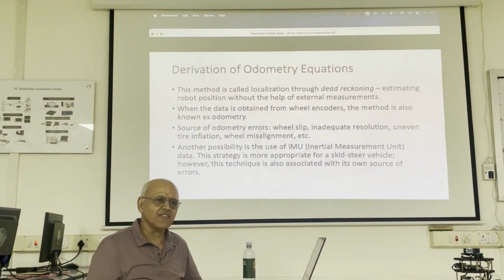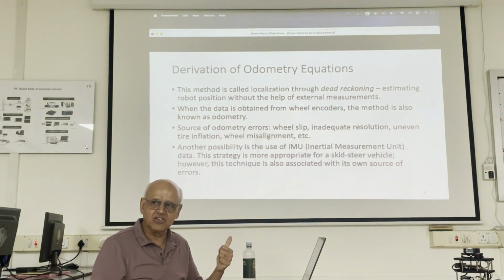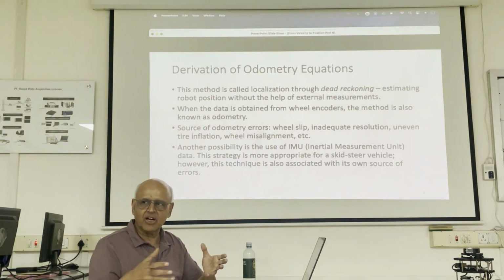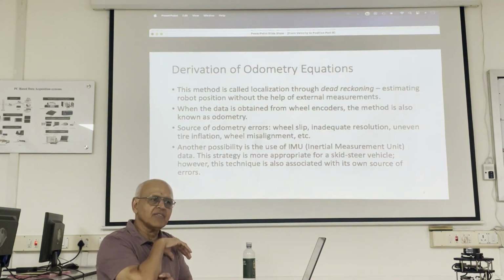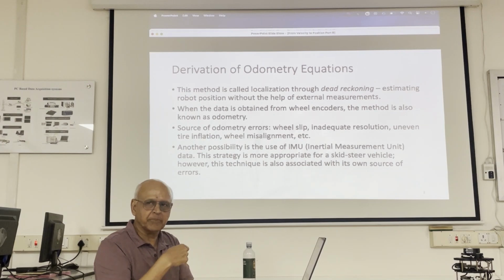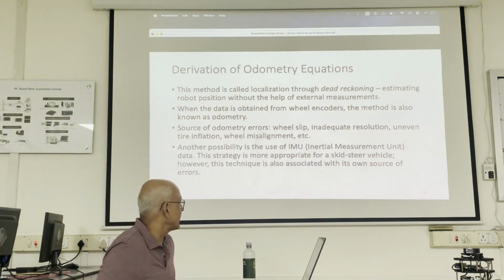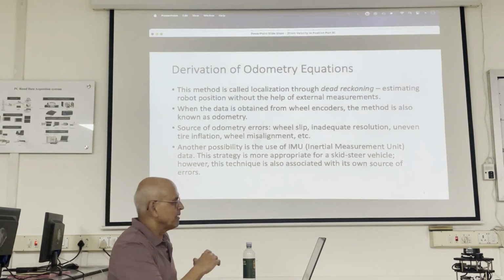So, every day, strictly speaking, you're supposed to check the tire pressure. We had the research focusing on this odometry problem, and we always inflated at the beginning of the work day. We have to inflate the tires, making sure they are the same pressure. Wheel misalignment, same thing.